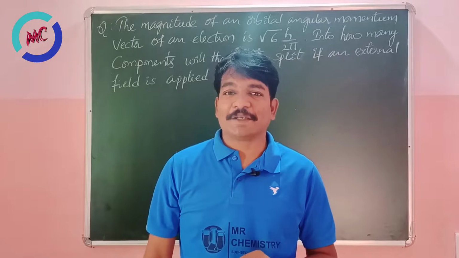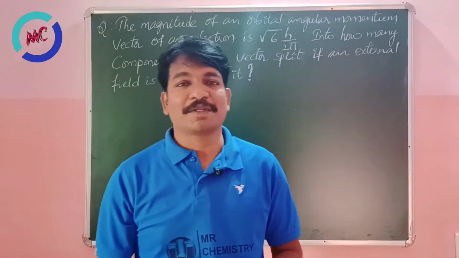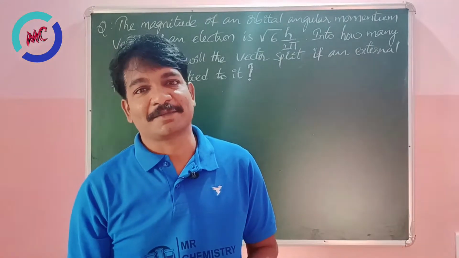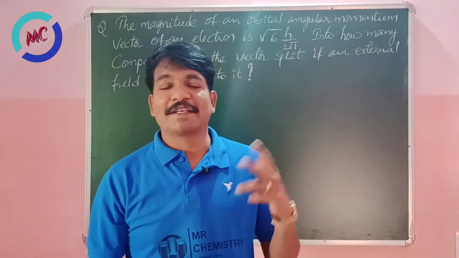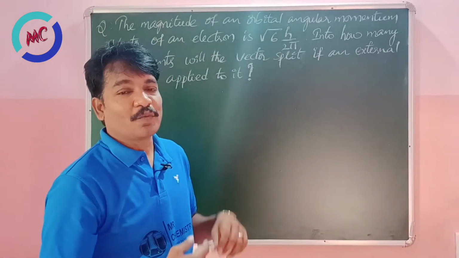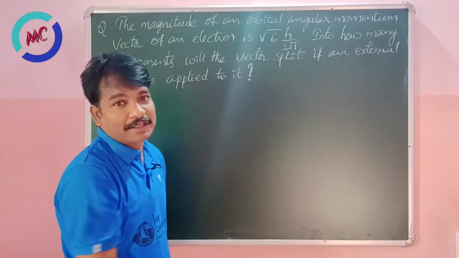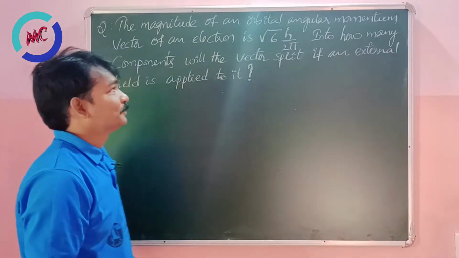Splitting of spectral lines in the presence of a magnetic field is called the Zeeman effect. Splitting of spectral lines in the presence of an electric field is called the Stark effect. We already learned those things in our previous classes. Now in this calculation, we are going to check what is the relation between the splitting of spectral lines and orbital angular momentum. We will find out.